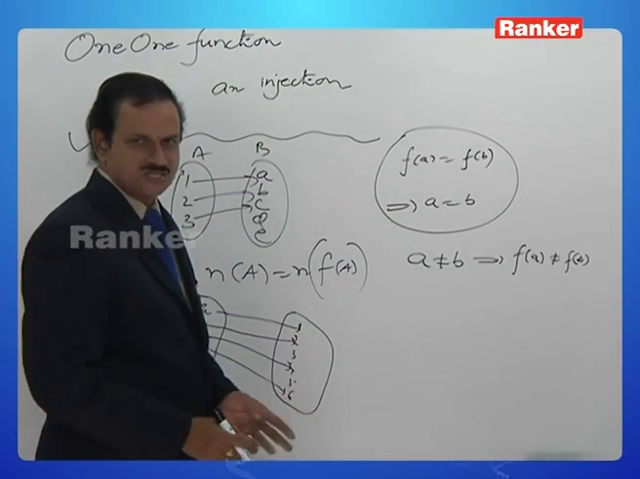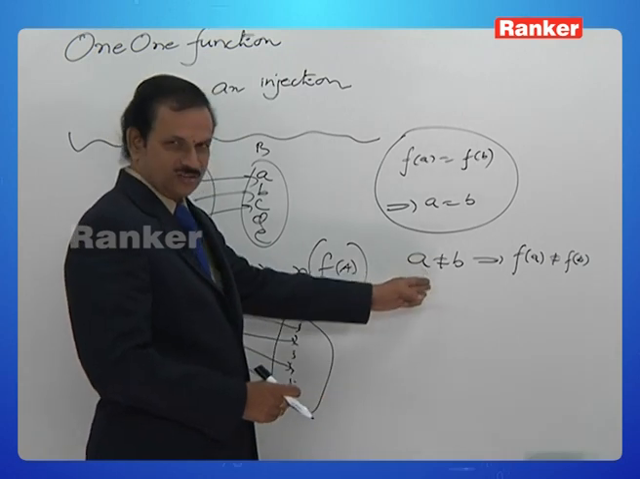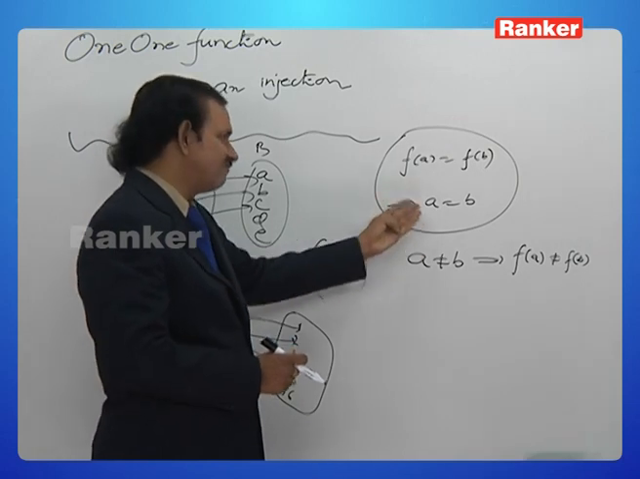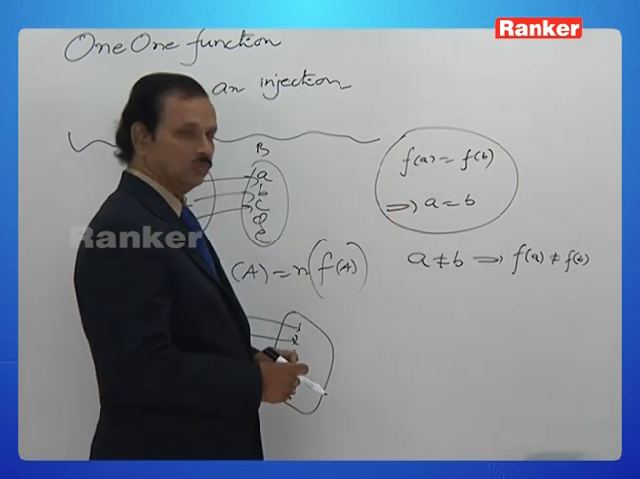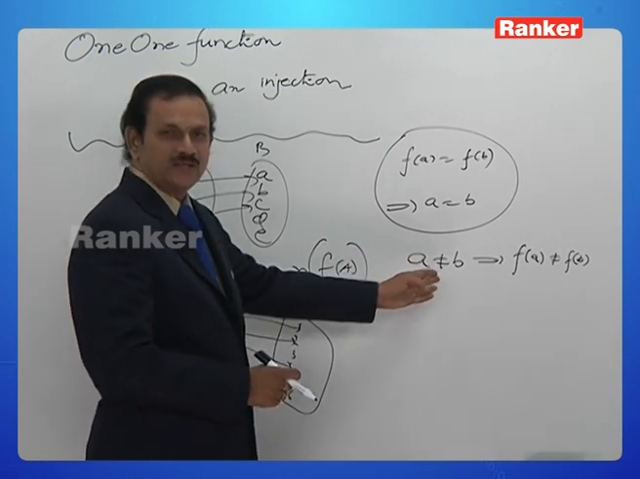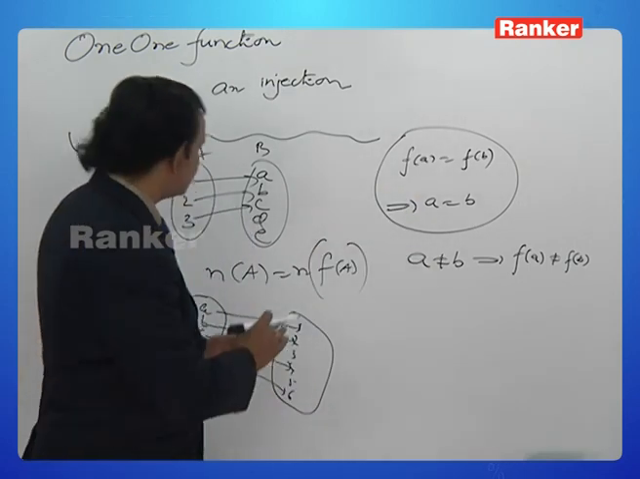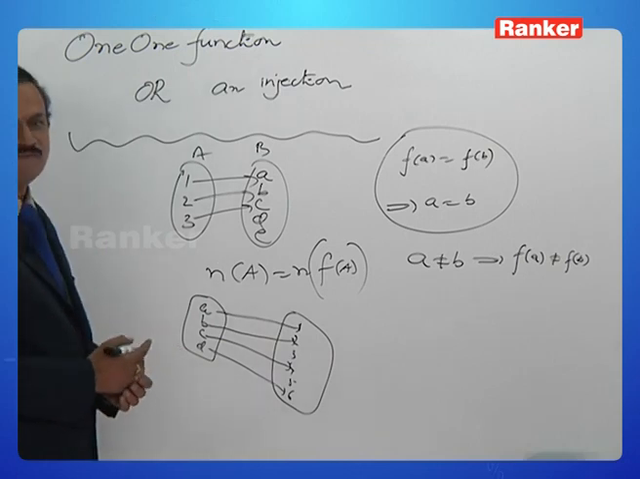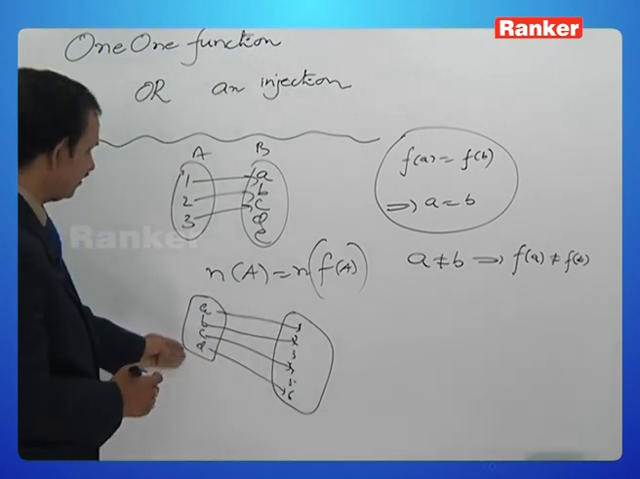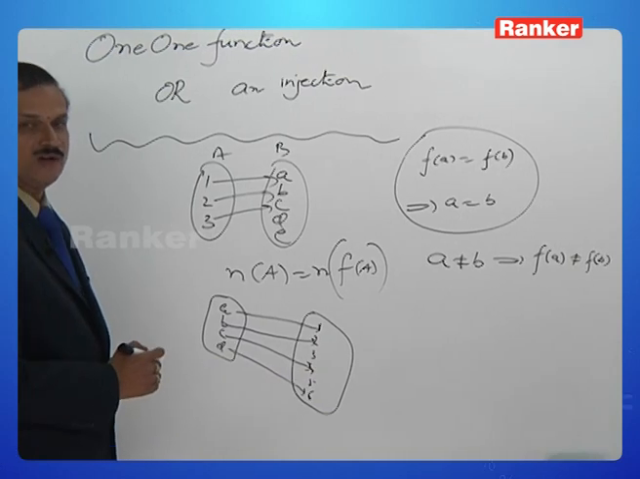Both the types of procedure are suggestible. You can proceed in this way. Of course, this is according to the exact definition, and this is a simplified procedure. f of a is equal to f of b implies a is equal to b. If you are able to show this, then it is a 1-1 function. Both are meant in the same way. Yes, this is the case of a 1-1 function. Well done. What are the things you can observe? n of A is equal to n of f of A, provided A and B are finite.